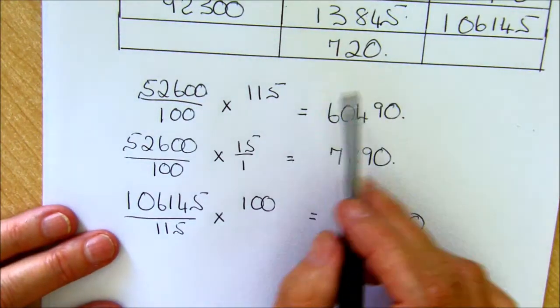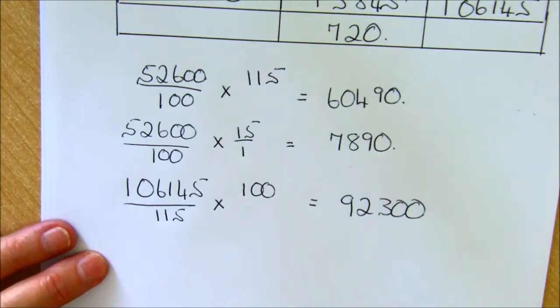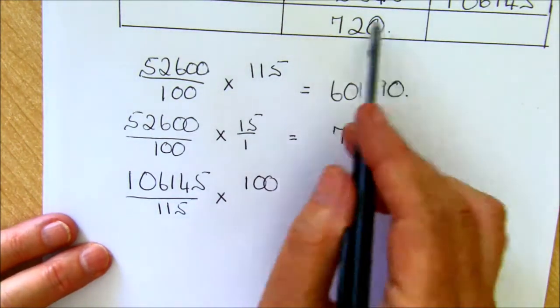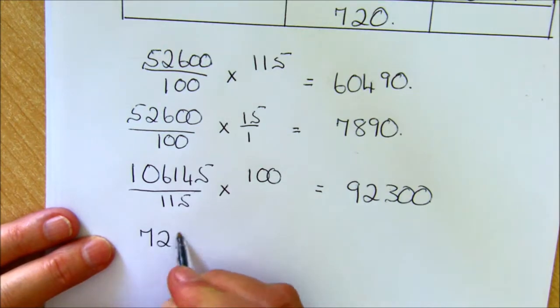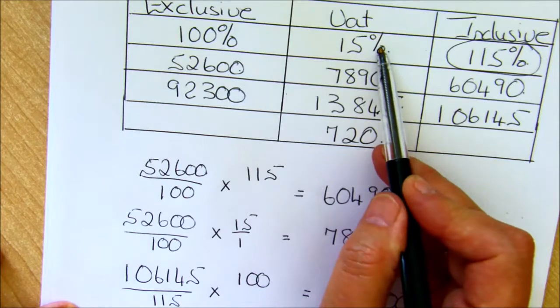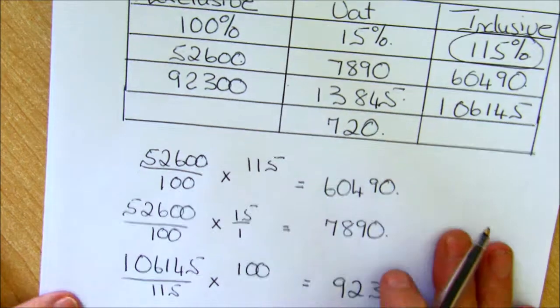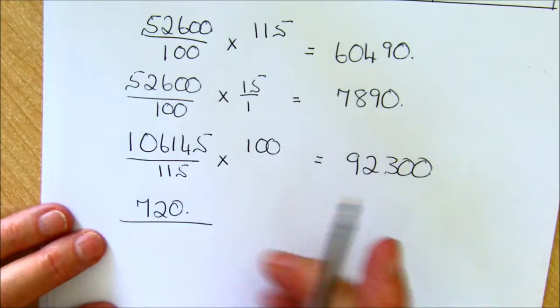And they give you the VAT, and everybody gets into a panic and they don't know how to do it. But it follows the same principle. 720 is the figure you've got. But 720 is equal to 15%. This is the VAT amount. This was the 15%. So you're going to divide by 15.